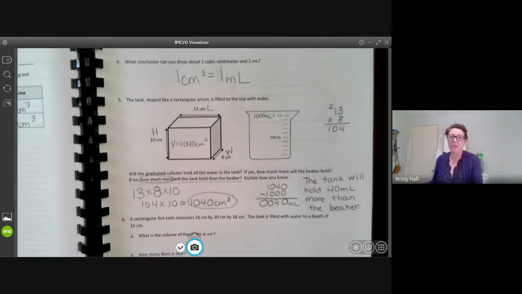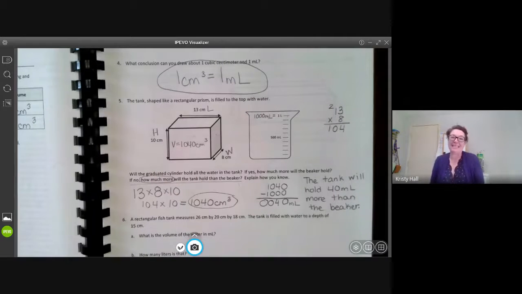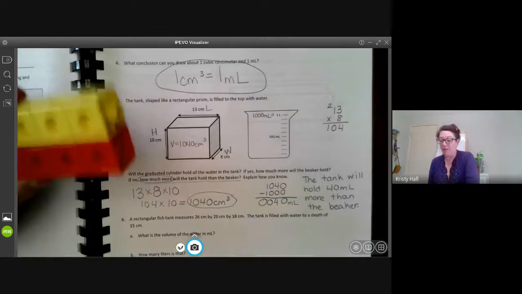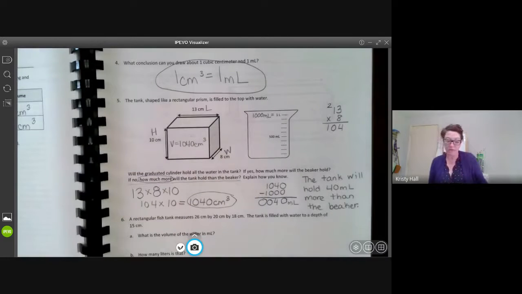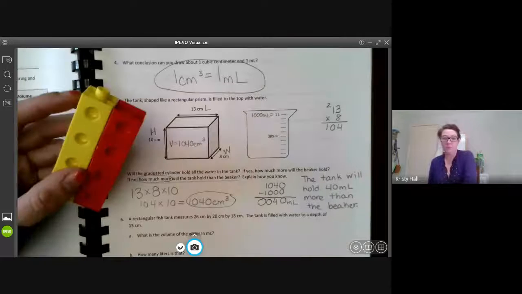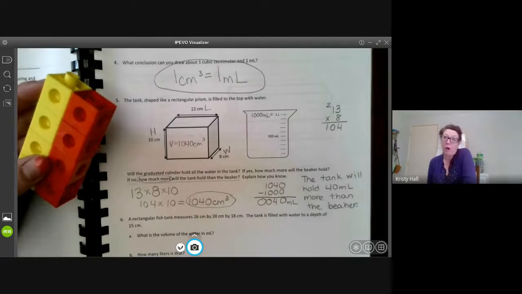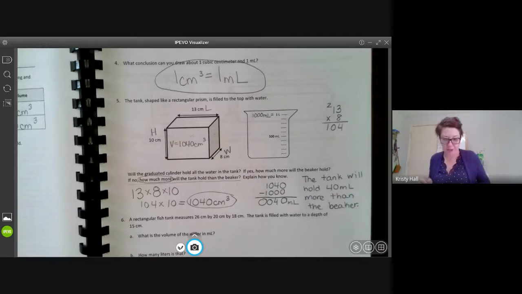So the number one thing you need to remember today is that a cubic centimeter is exactly equal to 1 milliliter. So we can look at the volume of a solid and know how much water this would hold if it were in an empty box. So volume can be something solid, or it could be liquid volume, like how much water fits into something. So does anyone have any questions?